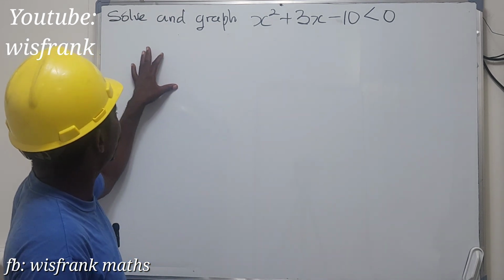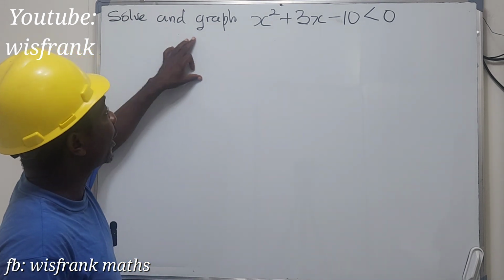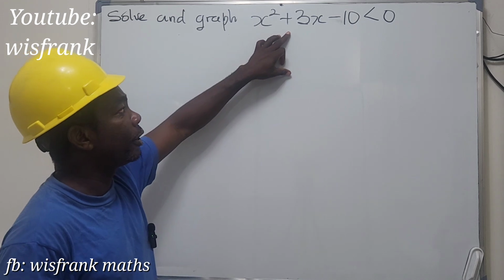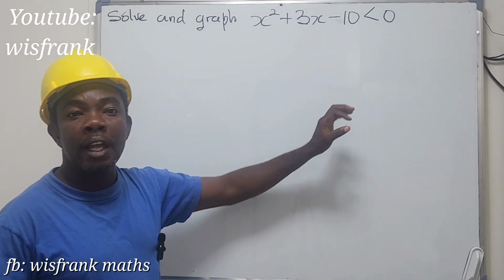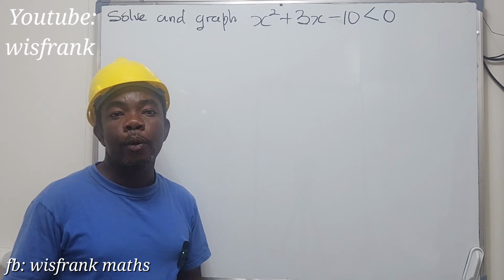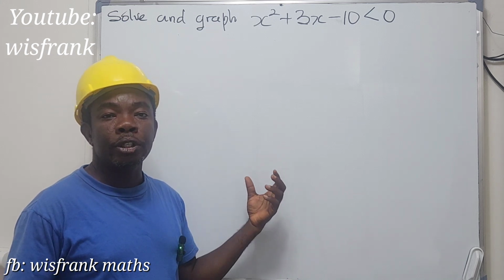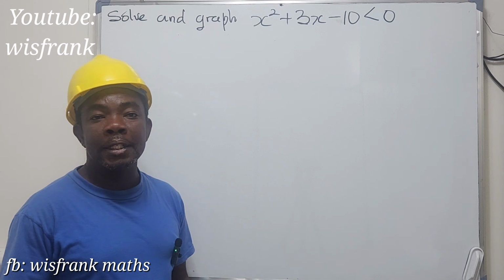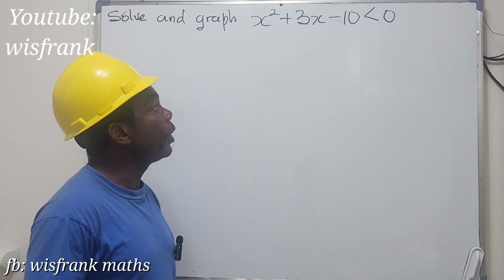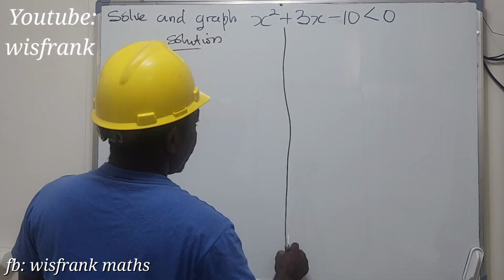Today we are looking at this question and it says solve and graph x to the power of 2 plus 3x minus 10 is less than 0. This is a quadratic inequality and we are going to find the root of this equation and also plot it in a graph and see where this root lies within the graph. So here we have the solution.